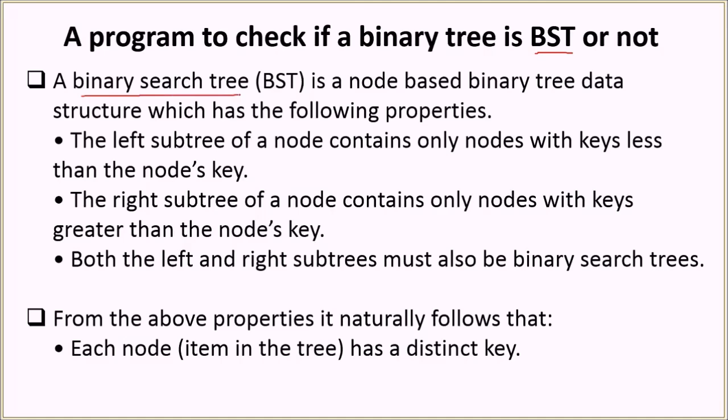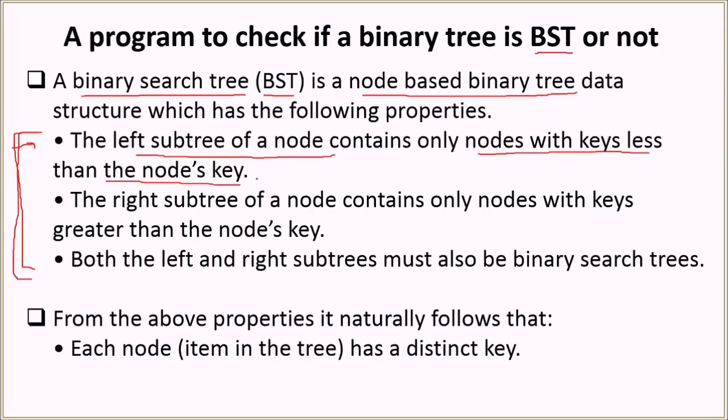A binary search tree, also known as BST in short, is a node based binary tree which has basically these three properties. The binary search tree satisfies these three properties. Now let's look at all the properties one by one. The first property says that the left subtree of a node contains only nodes with keys less than the node's key. So let us understand this with an example.